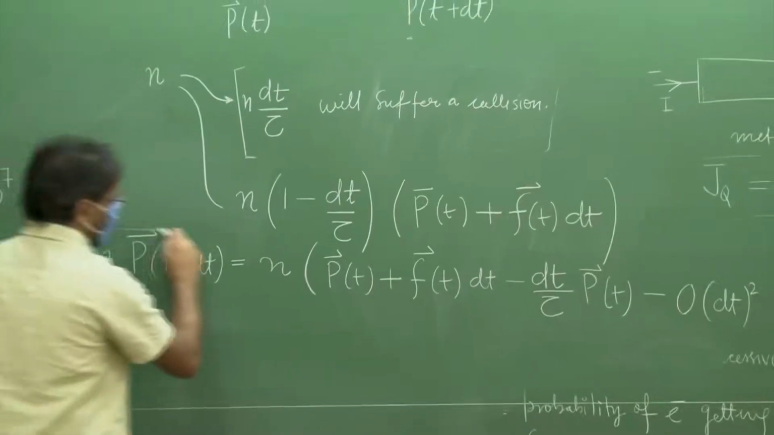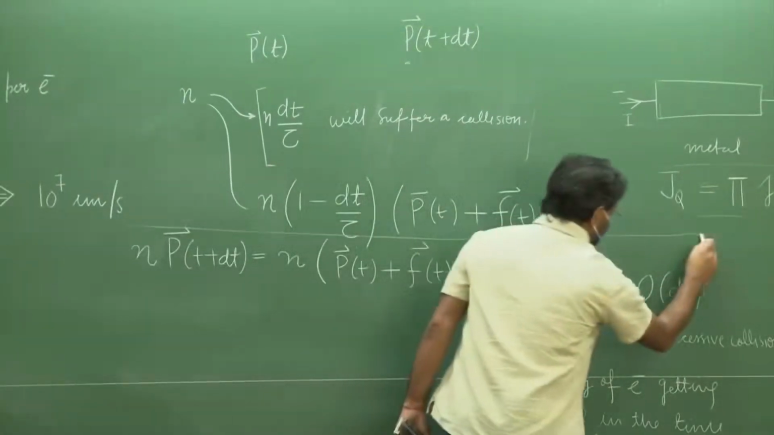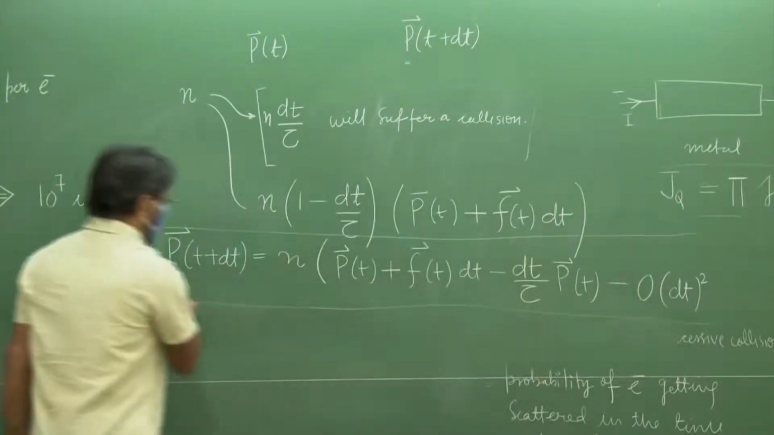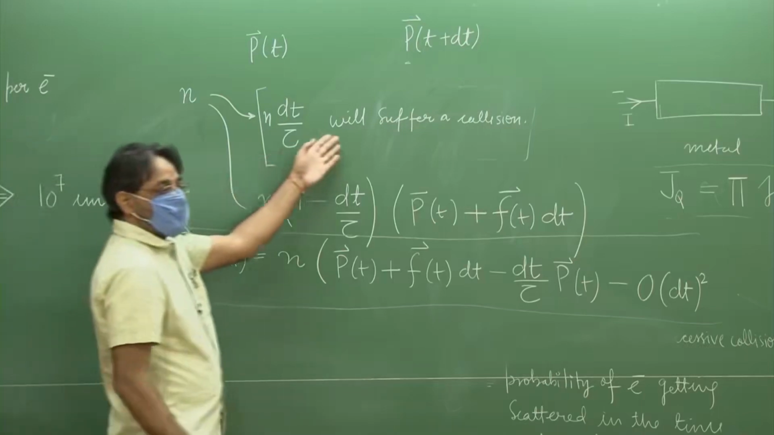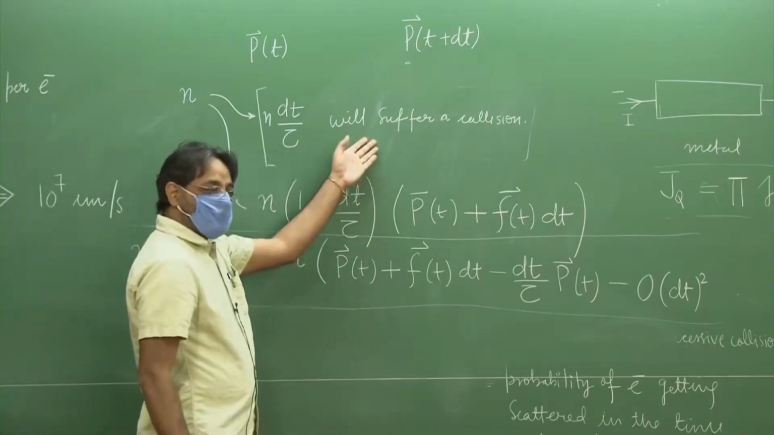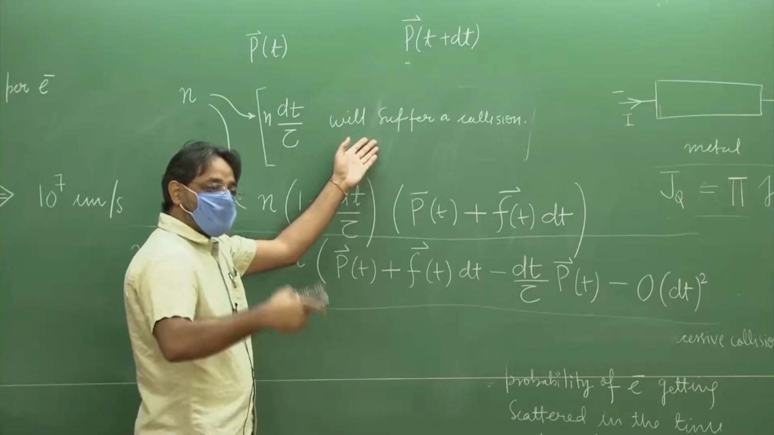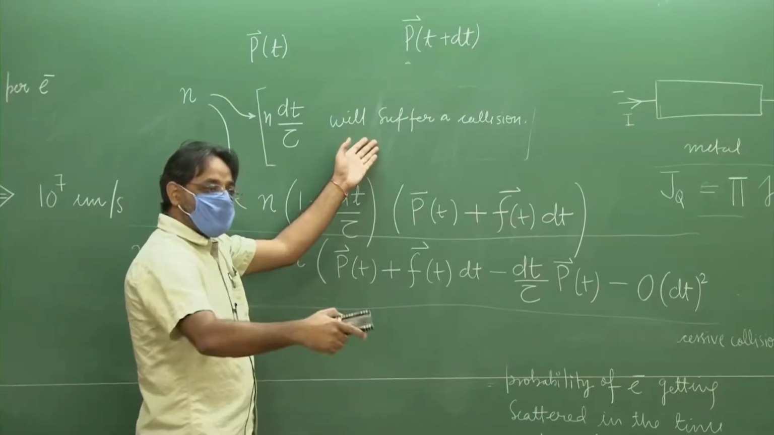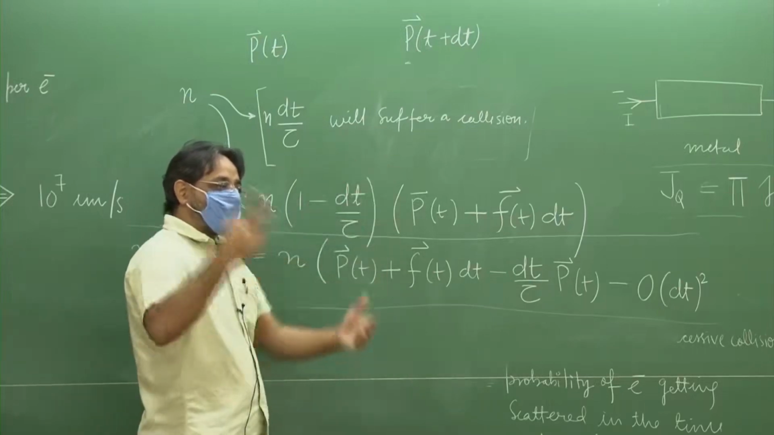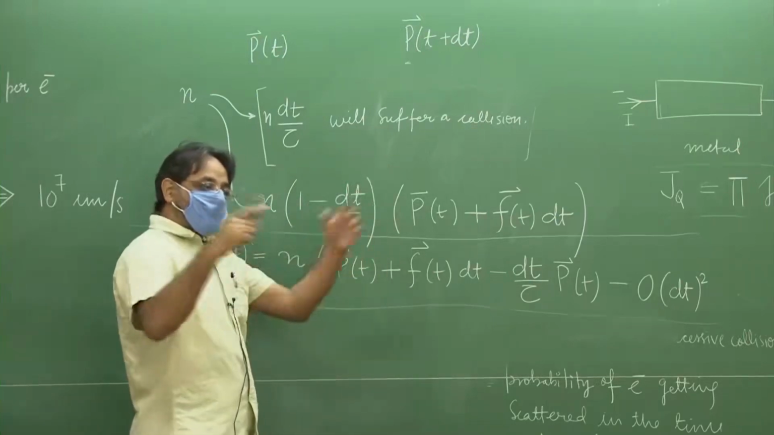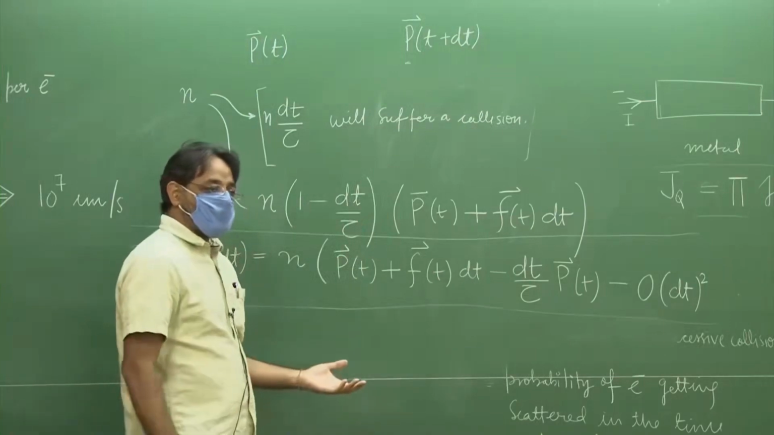Isn't it so? Is this clear to everyone? I can stop here, take a brief pause. If you have any questions, ask me now. Is this clear? These have not gained any momentum over the time interval dt between t and t plus dt. Why? Because they suffered collision, and after the collision they moved in random directions. So the vector sum of their momenta will come out to be 0.